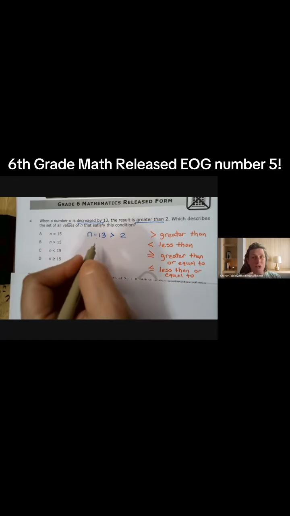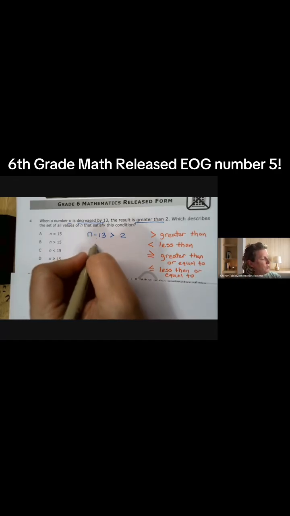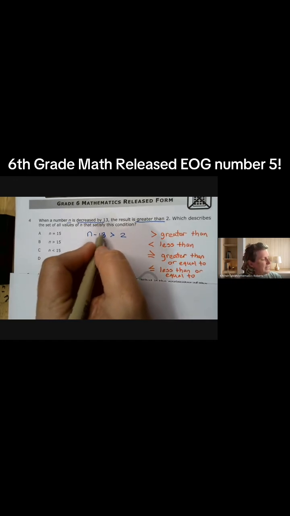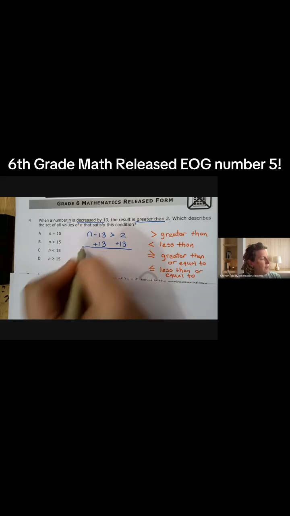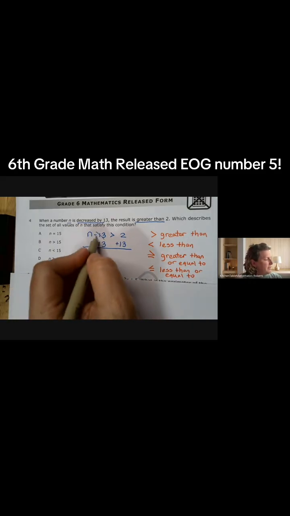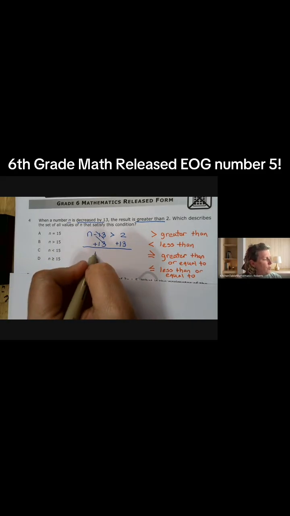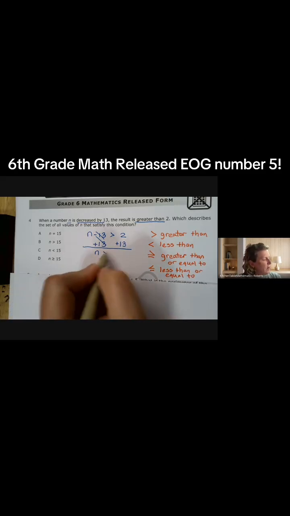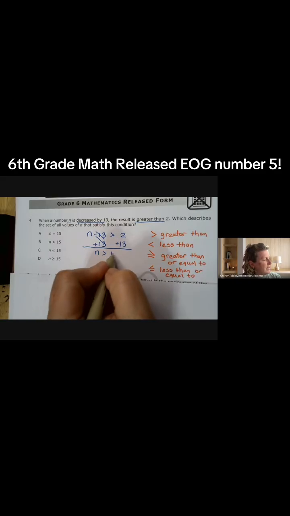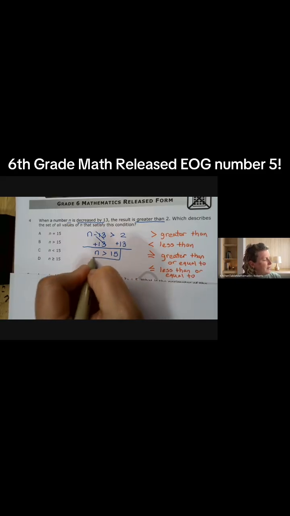13 is being subtracted from n, so we are going to do the inverse, the opposite, and add. Technically, what you're doing is adding a negative and adding a positive, but it is just easier for the students to remember that they are doing the opposite. This equals 0, which just leaves n. Technically, it's n plus 0, but 0 doesn't change anything. My students, I tell them don't even write it. n is greater than, and then 2 plus 13 is 15.